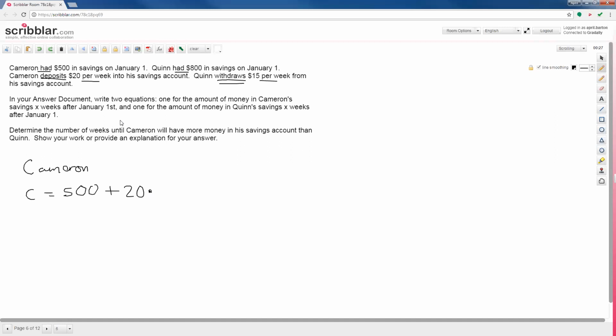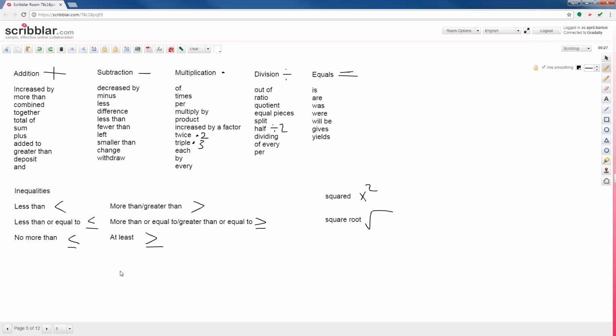So this is where a variable comes in. So I'm going to actually add this to our chart. We use a variable when there's something we don't know, but it's still part of the equation. So a term we have no number for, but it's still part of the equation.